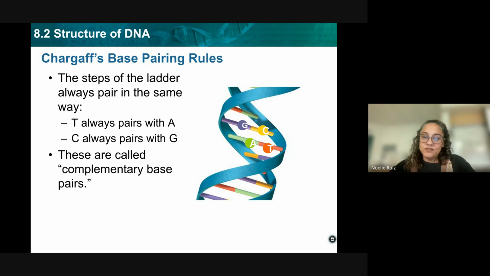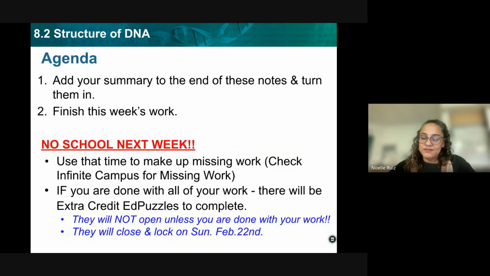All right, and these notes are fairly short this week. So be sure to add your summary at the end. Some of you are forgetting your summaries. Don't remember how to do a summary? There's a link in the directions.